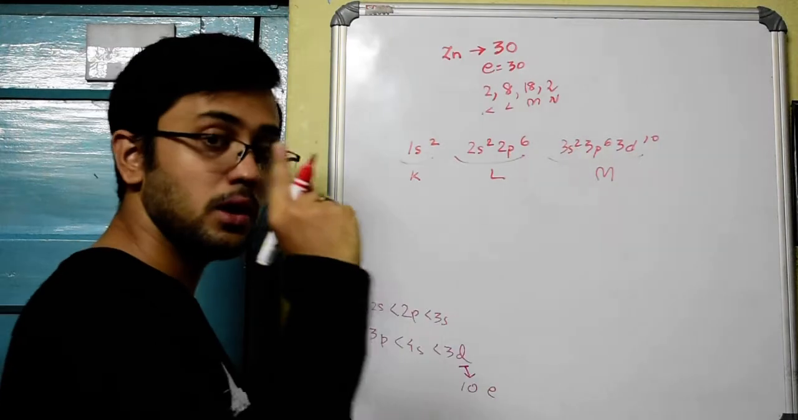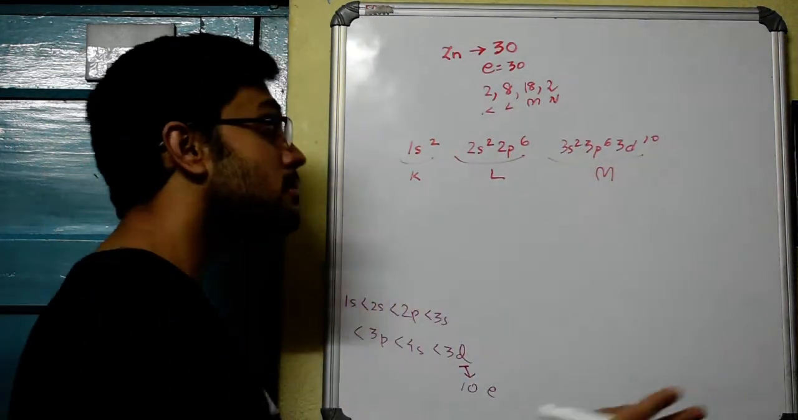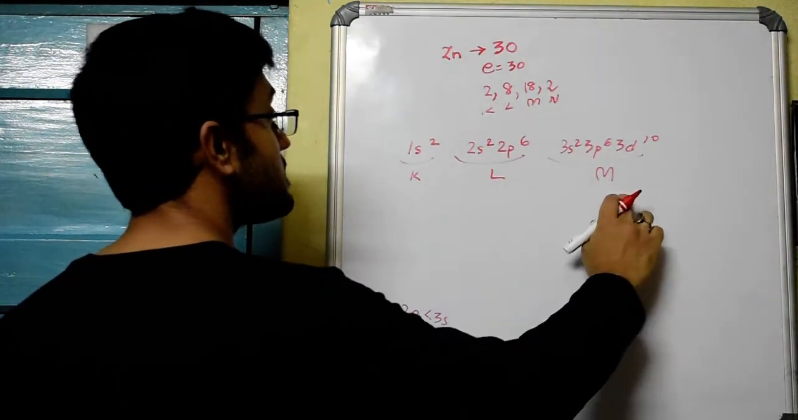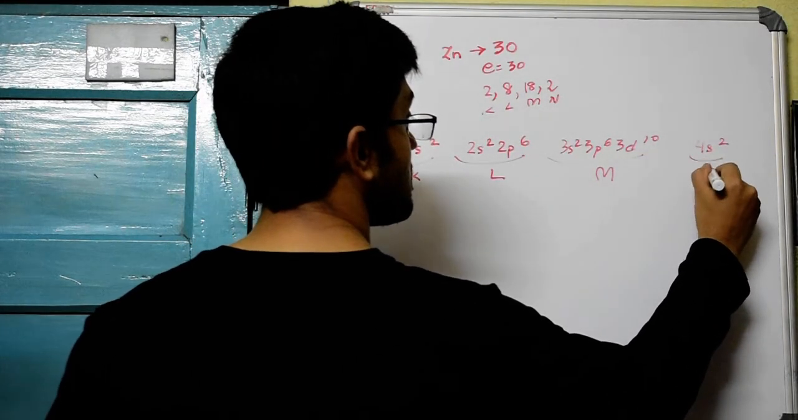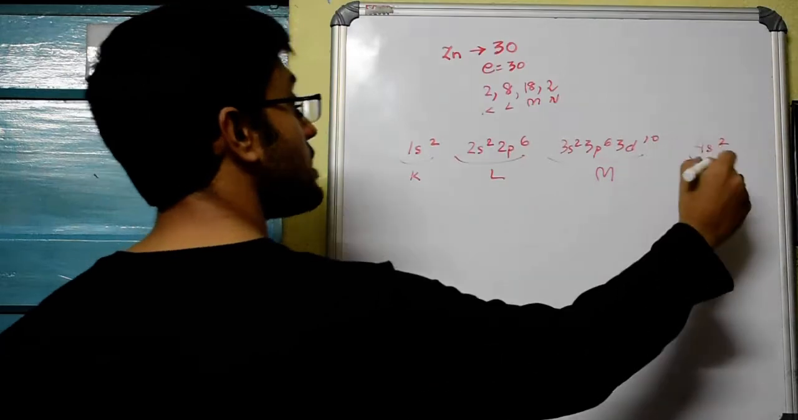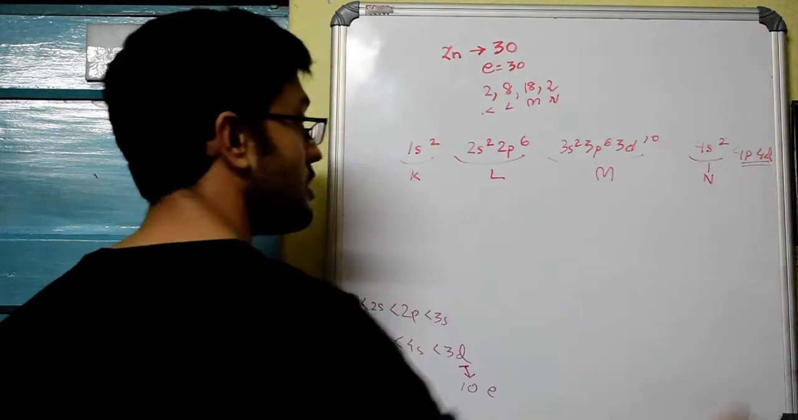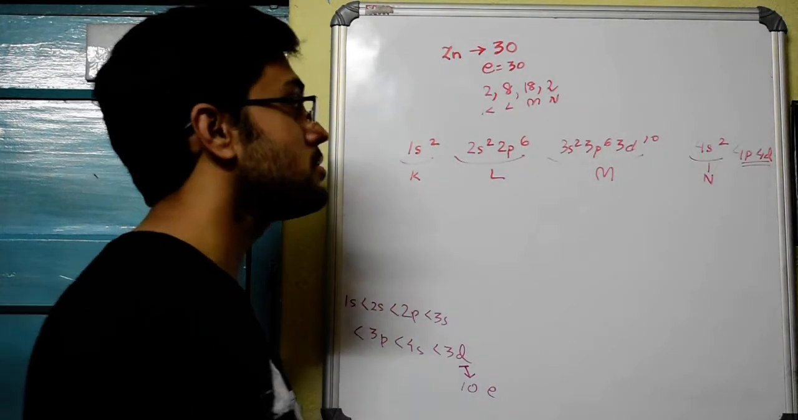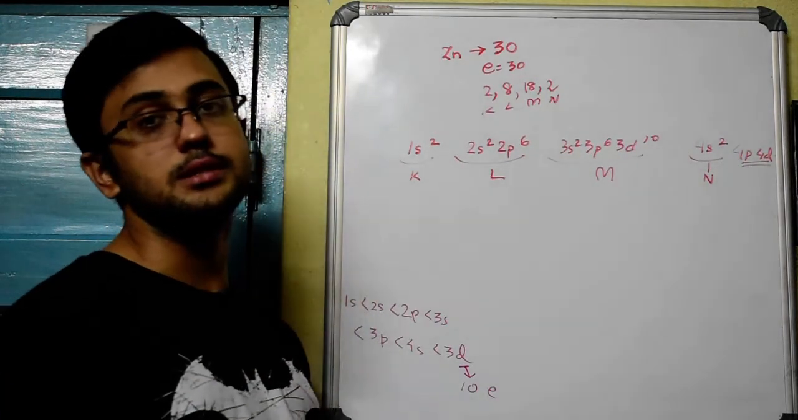s has 1 orbital, so 2 electrons. p has 3 orbitals, so 6 electrons. d has 5 orbitals, so 10 electrons. That makes it 28. The final 2 go to 4s. Even the N shell has other orbitals like 4p and 4d, but these are empty. Electrons do not need to go there because there are no more electrons, so it ends at 4s. So this is how the electronic configuration is decided.